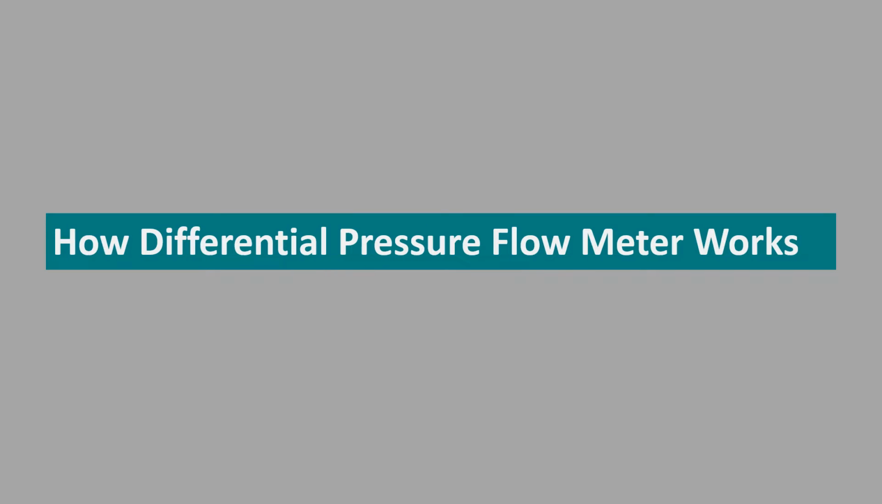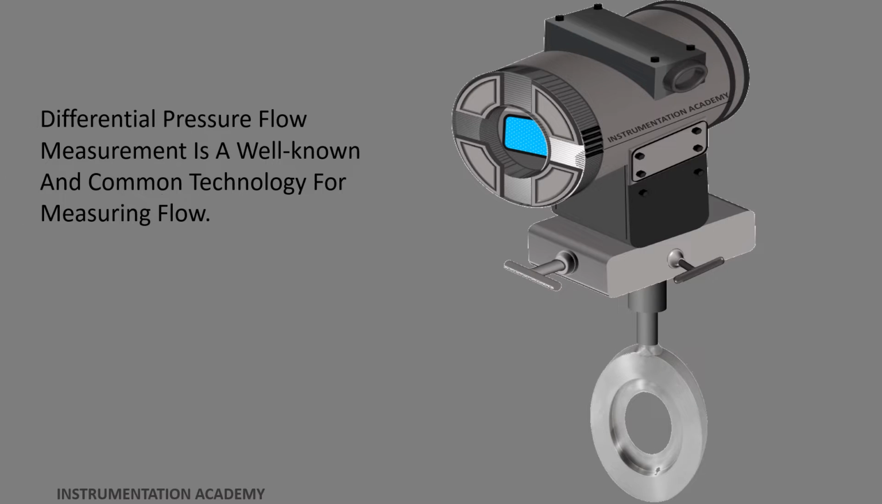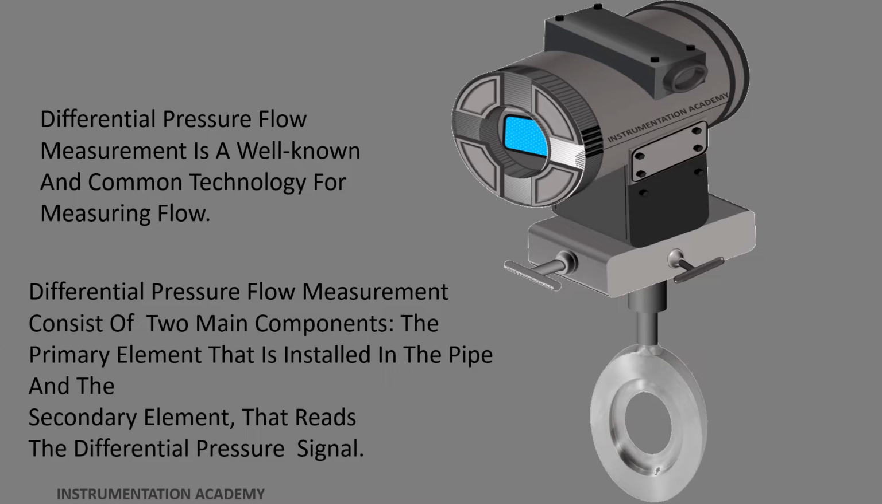In this video, we will learn how a differential pressure flow meter works. Differential pressure flow measurement is a well-known and common technology for measuring flow. It consists of two main components: the primary element that is installed in the pipe and the secondary element that reads the differential pressure signal.